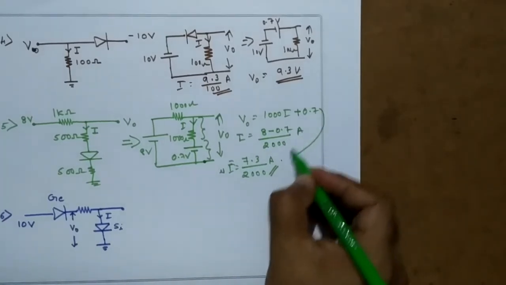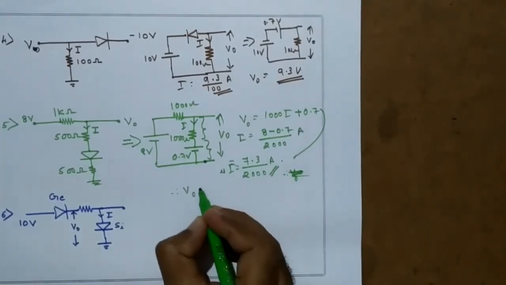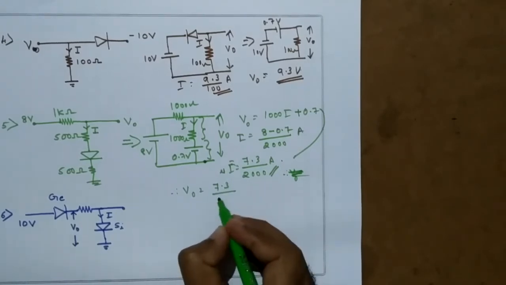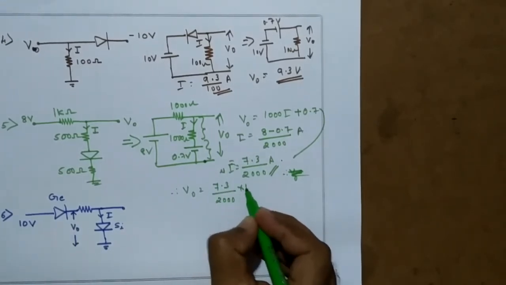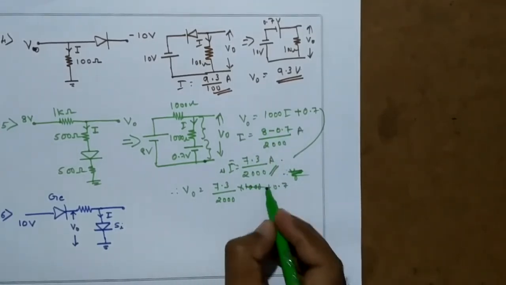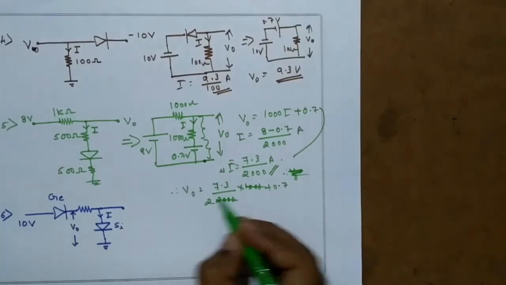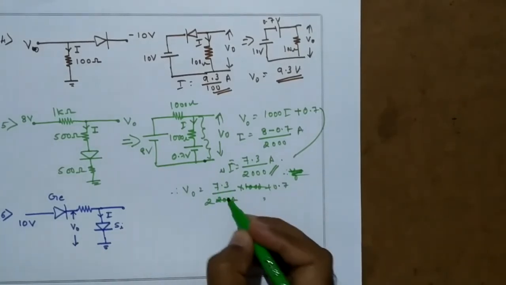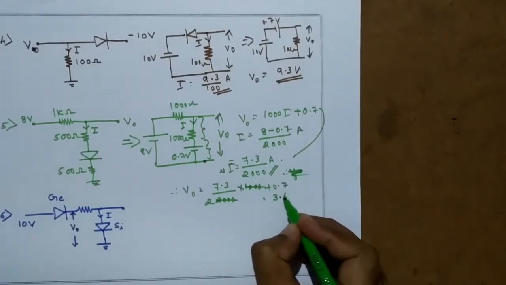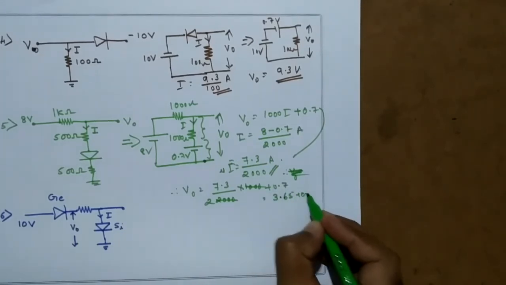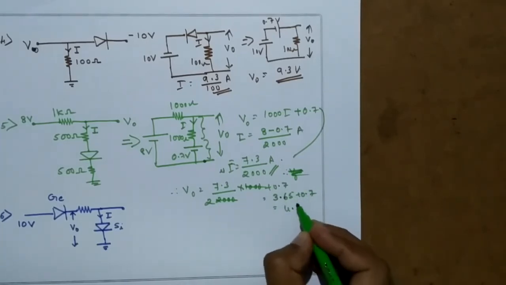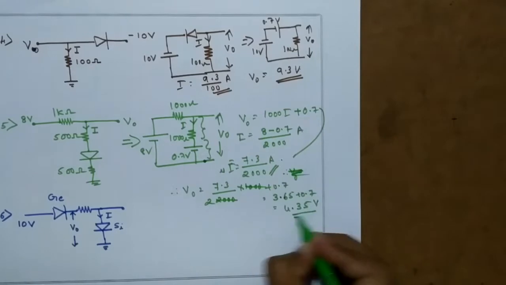here in this equation. Therefore V naught is equal to 7.3 divided by 2000 into 1000 plus 0.7. So here this will be 2. Therefore this is equal to 7.3 by 2, that is equal to 3.65 plus 0.7. Therefore this is equal to 4.35 volt.